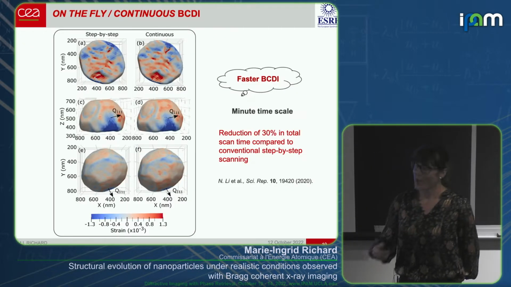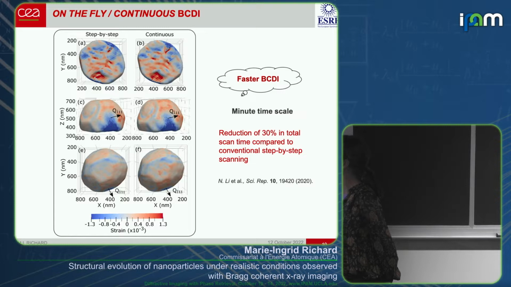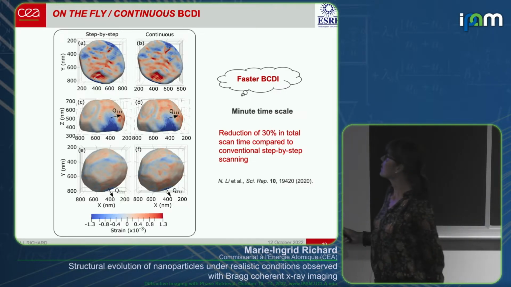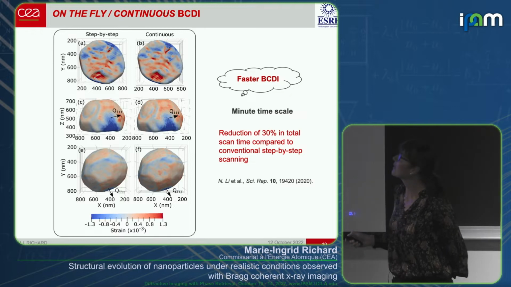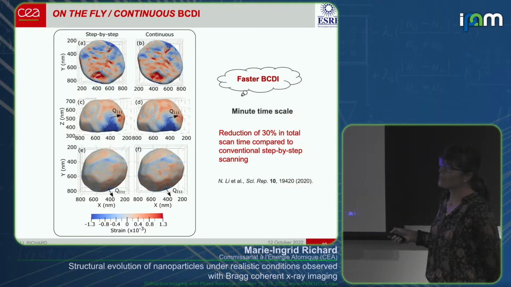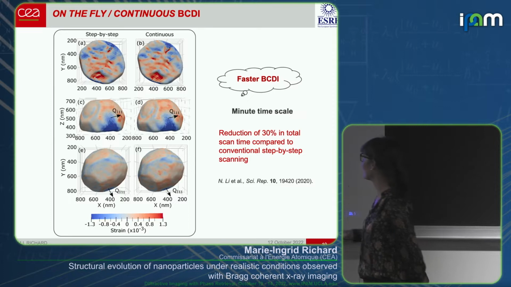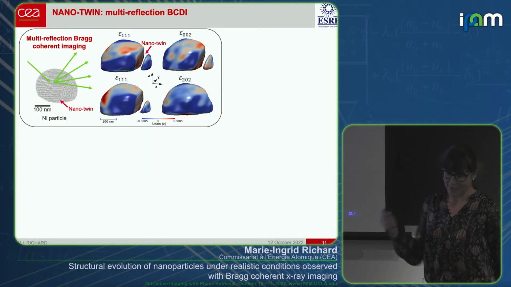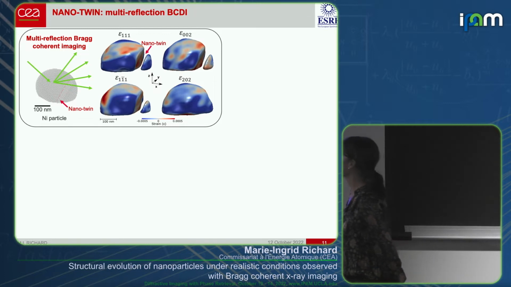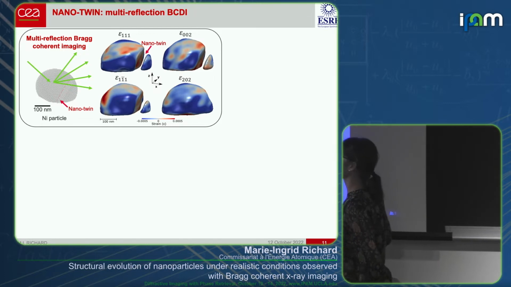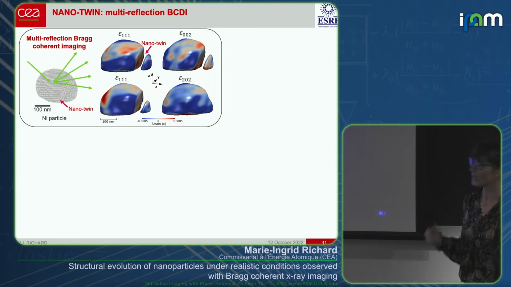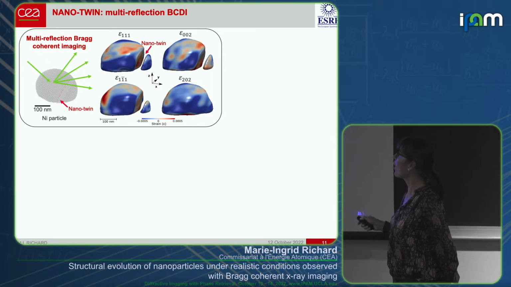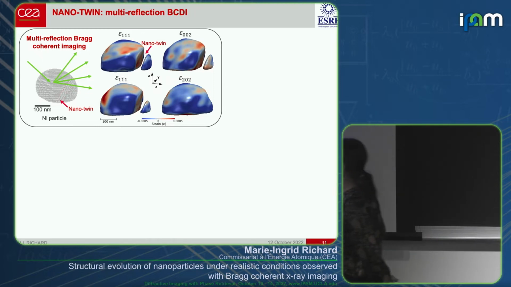We now want to measure quite fast. So we developed on-the-fly continuous Bragg coherent diffraction imaging. By measuring continuously, we can go faster. We are increasing our speed by about 30% for the measurements. And as we discussed before, now we can not only measure one reflection, but also several reflections. Here we measure 4 reflections on a nickel particle.